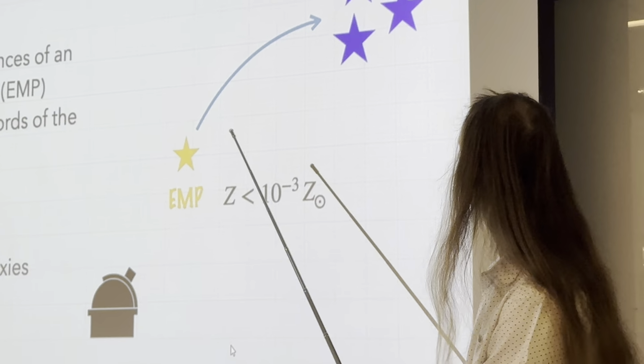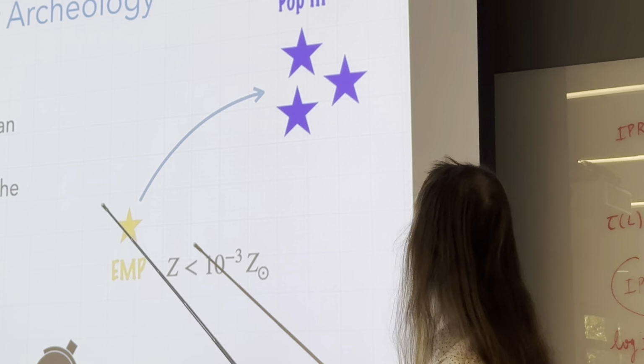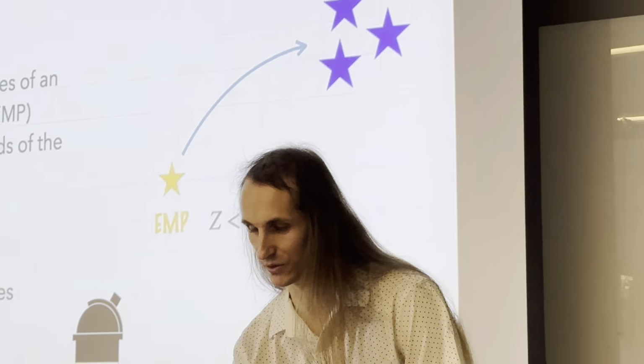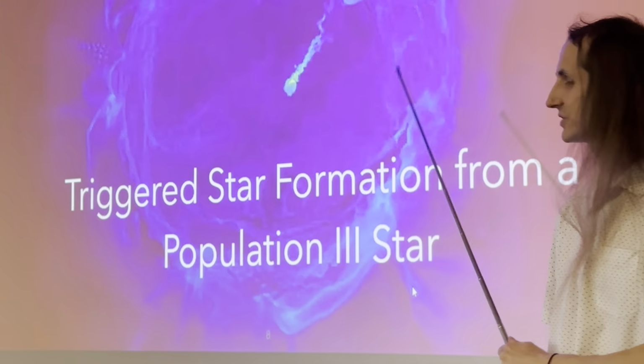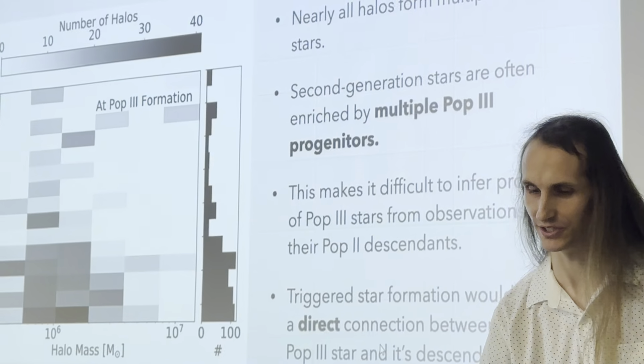Now there's a problem. If we're trying to infer the properties of the first stars from the chemical content of this one, we don't know how many of these stars enriched this one. So was it one massive star with high metal yields or many smaller stars? And so that brings us to part one, which is triggered star formation from a population 3 star.